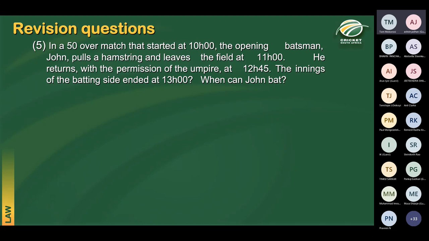And let us assume that lunch is taken immediately. In our playing conditions, our lunch break for 50 overs is 40 minutes. So side B will start batting at 1340. So the question is, John, normally being the opening batter of side B, when can he bat? He's been off the field for 1 hour 45 minutes, and then he's on the field for 15 minutes before the end of the innings. When can he bat in the next innings?